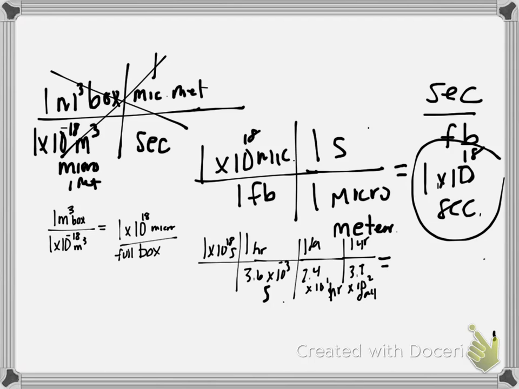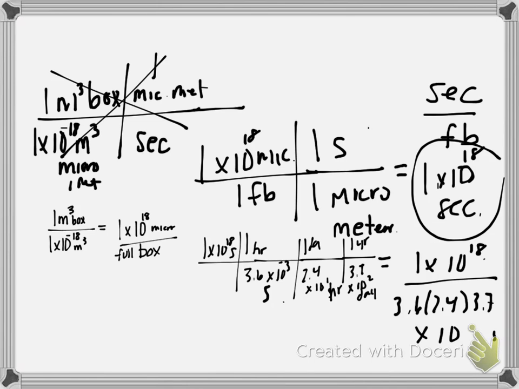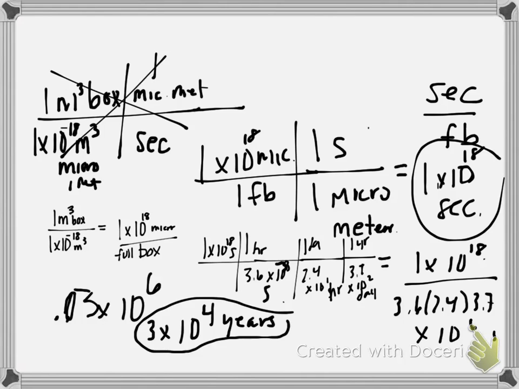We get 1 times 10 to the 18 divided by 3.6 times 2.4 times 3.7 all times 10 to the, that's third, not negative third, 10 to the 3 plus 1, 4 plus 2 times 10 to the sixth. So I threw a little bit of quick, sort of rough math, and it comes to about 30,000 years. It's quite a while. It would take a long time.